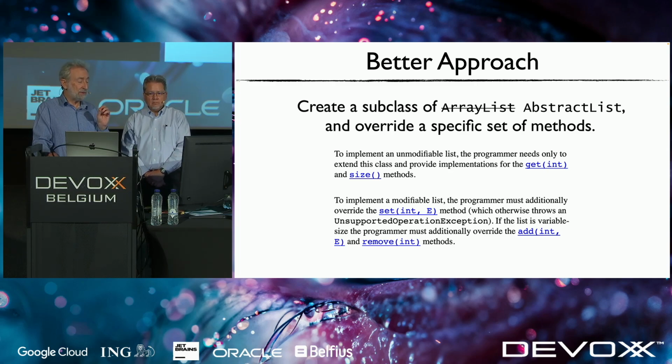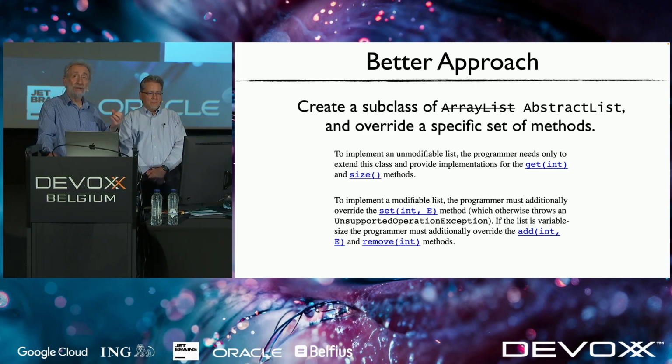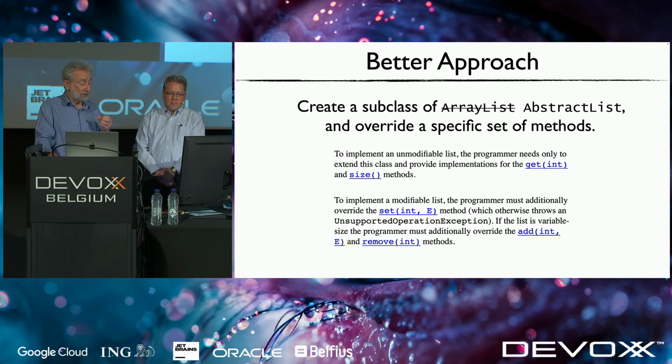They are designed for inheritance, and if you want to implement a list, say, by inheriting from abstract list, all you have to do is extend the class and provide implementations for the get method that takes an index and the size method. That's all. If you want it to be modifiable, then you've got to do a little bit more. You've got to override the set method that takes an index, the add method that takes an index, and the remove method that takes an index. Only those 5, and you can get the behavior that you want.